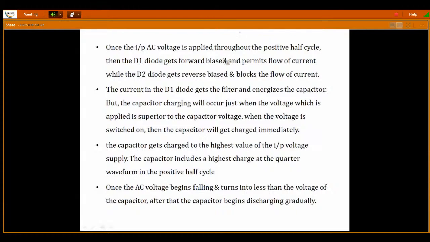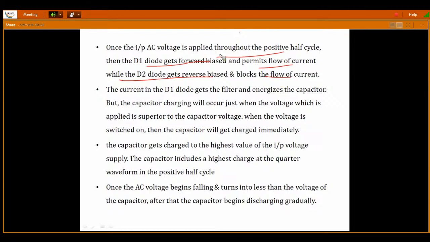Now once the input voltage is applied throughout the positive cycle, the diode D1 gets forward biased, as you already know, and it will permit the flow of current. The diode D2 gets reverse biased and will block the flow of current. It is a simple full wave rectifier operation. During the positive half of the cycle, diode D1 will conduct, and diode D2 will not conduct. D1 permits the flow of current, and D2 will block the flow of current.